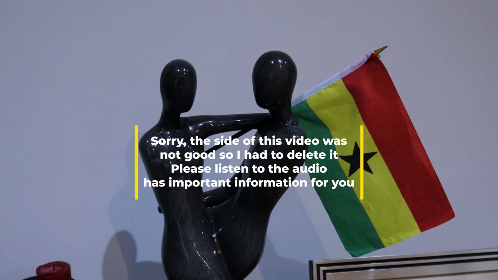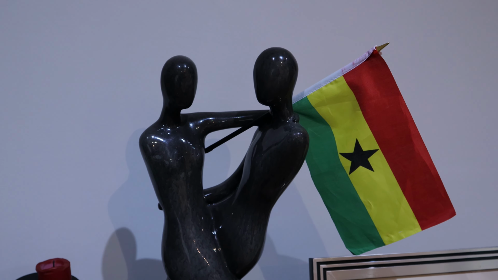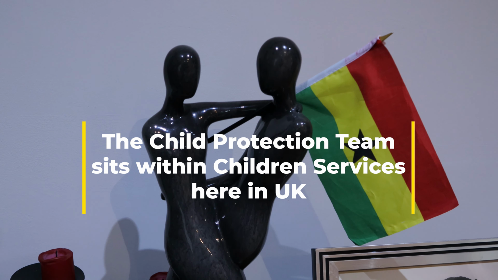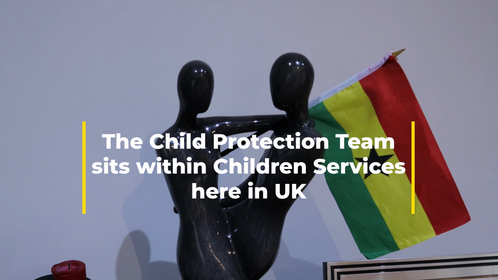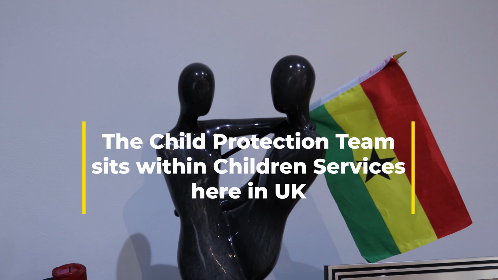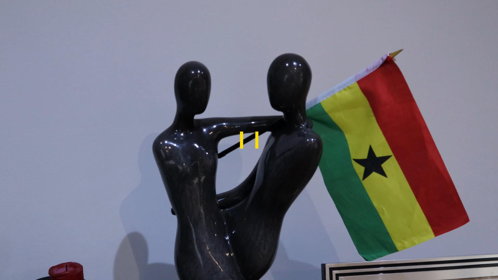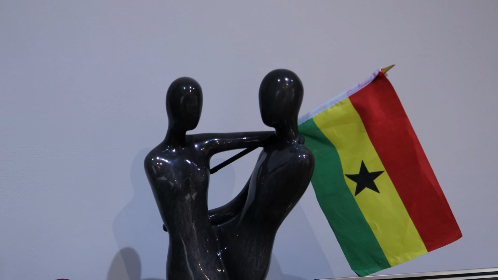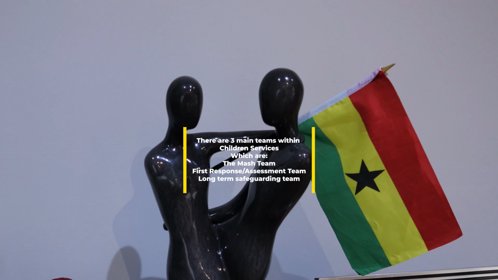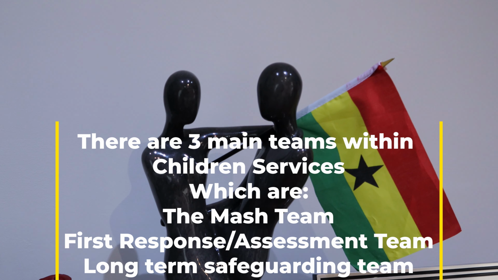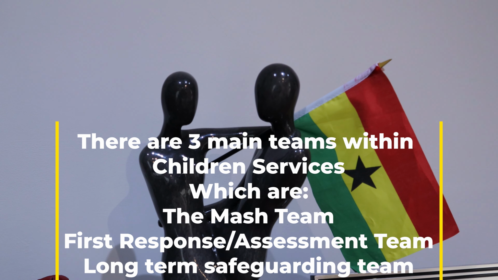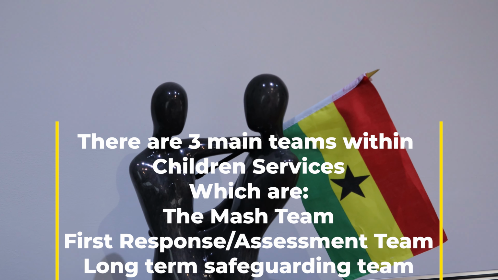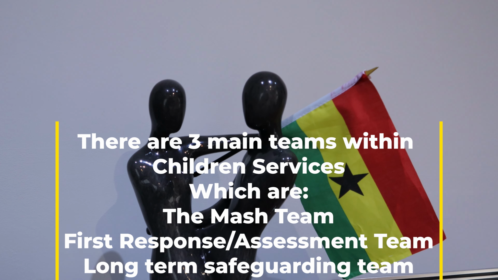So within the children's services, there is the child protection team or the safeguarding team. This is a very important team within the children's services. Within the child protection team or the safeguarding team, there is the first response team. Within the child protection team, there are three most important teams, which are the MASH team, the first response team, which is also the assessment team, and the long-term child protection team.